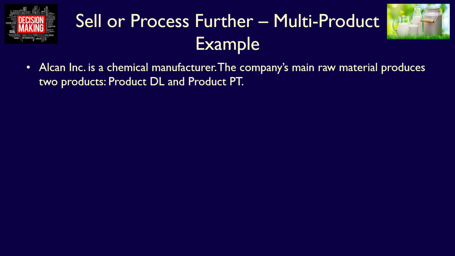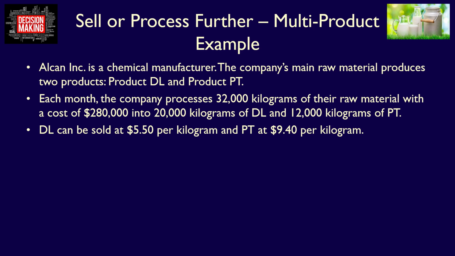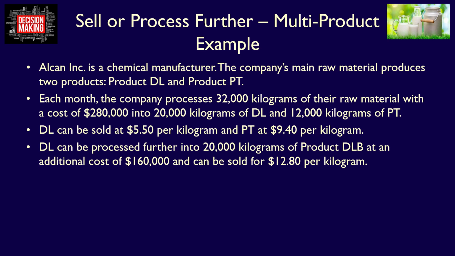Alcan Inc. is a chemical manufacturer. The company's main raw material produces 2 products, product DL and product PT. Each month, the company processes 32,000 kilograms of their raw material with a cost of $280,000 into 20,000 kilograms of DL and 12,000 kilograms of PT. DL can be sold at $5.50 per kilogram and PT at $9.40 per kilogram.